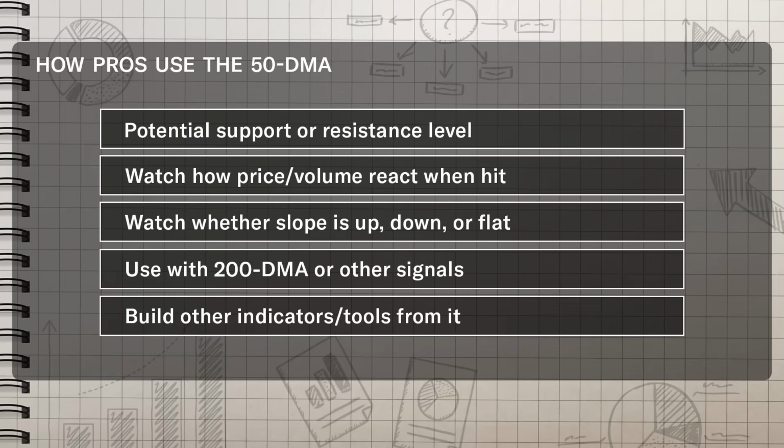First, they treat the average as potential support or resistance. Potential. If price has been riding above it, that line is often the first place where buyers step in. And if we've fallen below that line, the same line can turn into a ceiling.